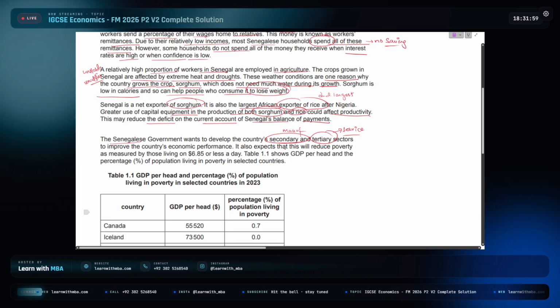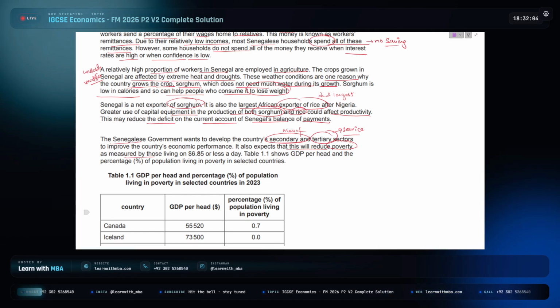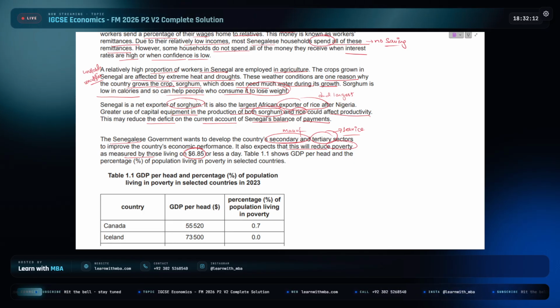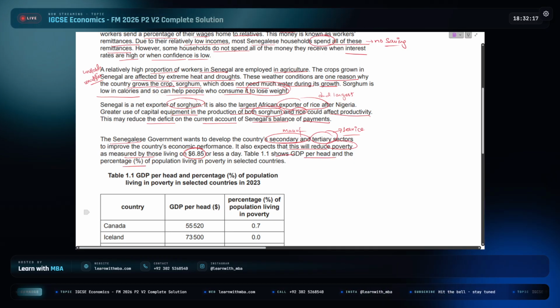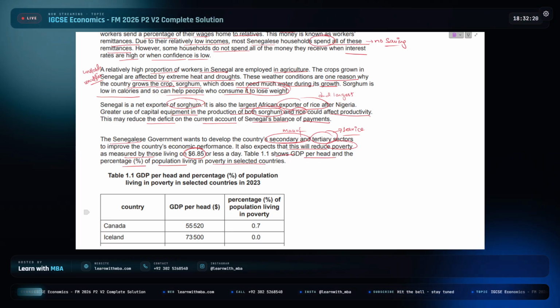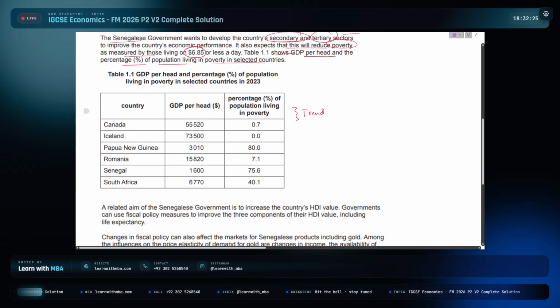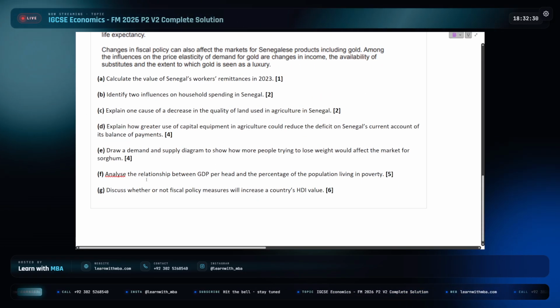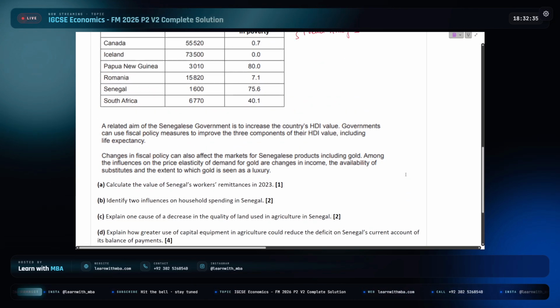And it says that it expects this will reduce poverty as measured by those living on $6.85 per day, right? So they also aim to increase the GDP per capita. And then it says that Table 1.1 shows GDP per head and the percentage of population in poverty in selected countries. Now, obviously, this would be your trend analysis question, for your data, right? And you can see as well, it also says to analyze the relationship between the GDP per head and the percentage of population.